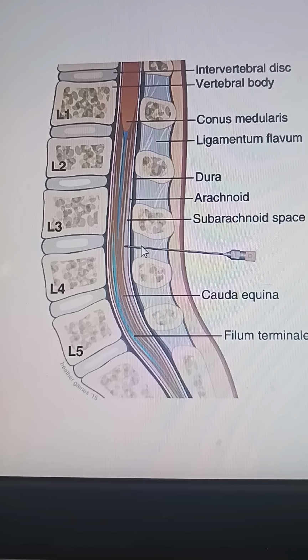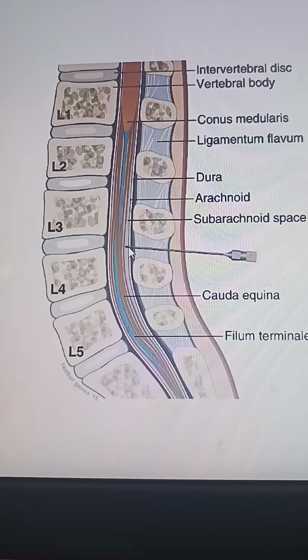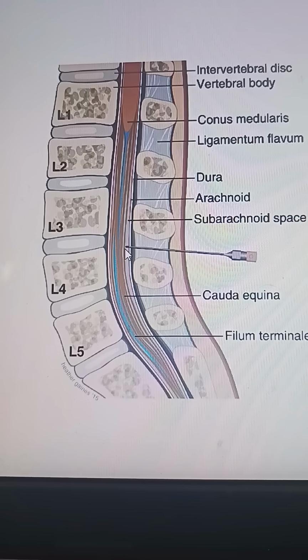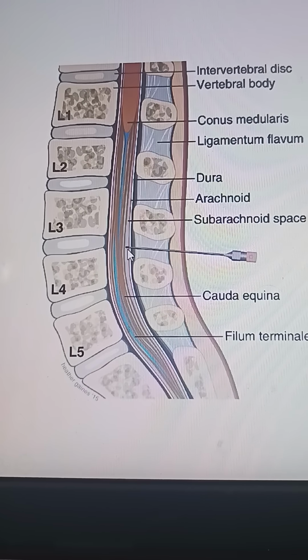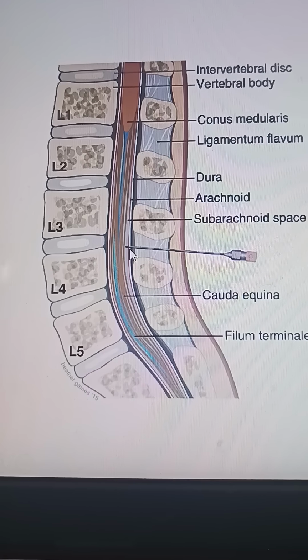Now again you go deep, you reach outside the dura, which we call the epidural space. Then we pierce the dura, so the next layer is the dura mater. The moment you pierce the dura mater, you have the subdural space. From there you pierce the arachnoid mater. Then you reach the subarachnoid space. It is in this subarachnoid space that you get the CSF. So these many layers are pierced before you reach the subarachnoid space.